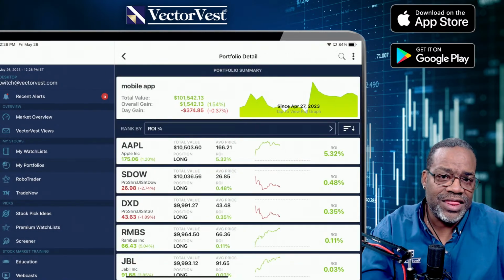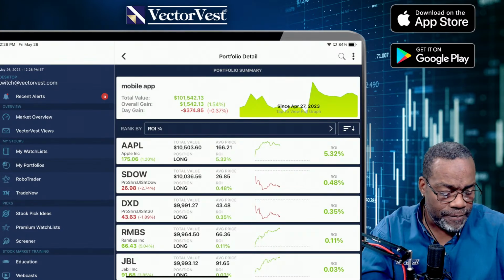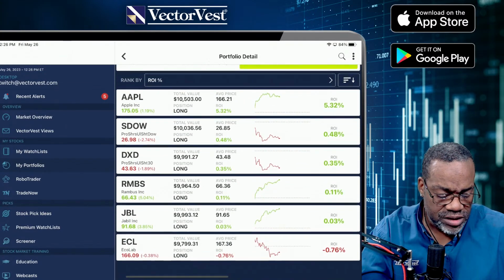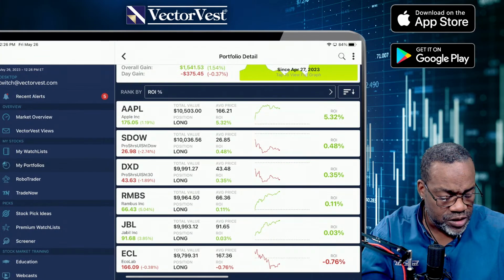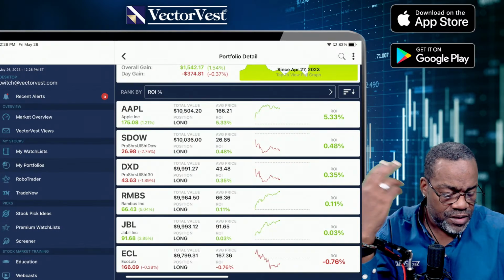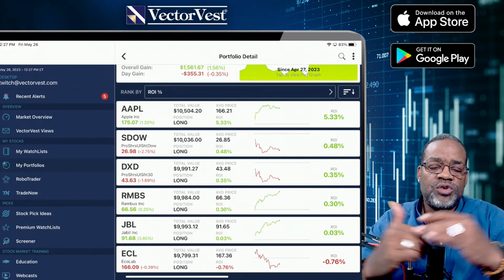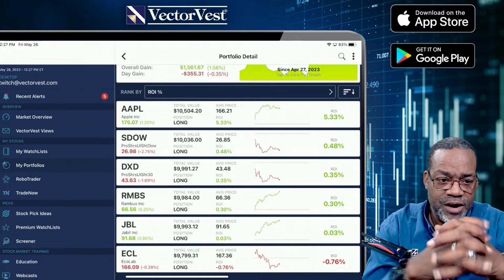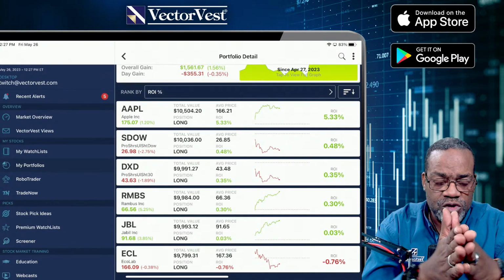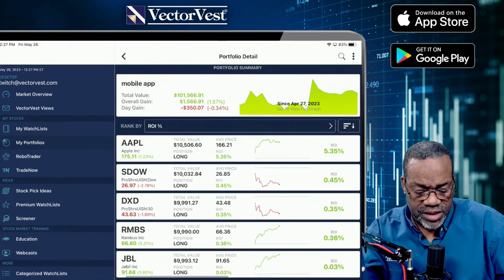So I set these pricing alerts on the fly. Where's it at? JBL, up just a little bit, but notice that all of the stocks in this portfolio are doing well. At least they're all in the positive. All right, this is all about being prepared and not scared. I use the power of the software to find some stocks that I want to keep my eyes on. All right, stock pick ideas.